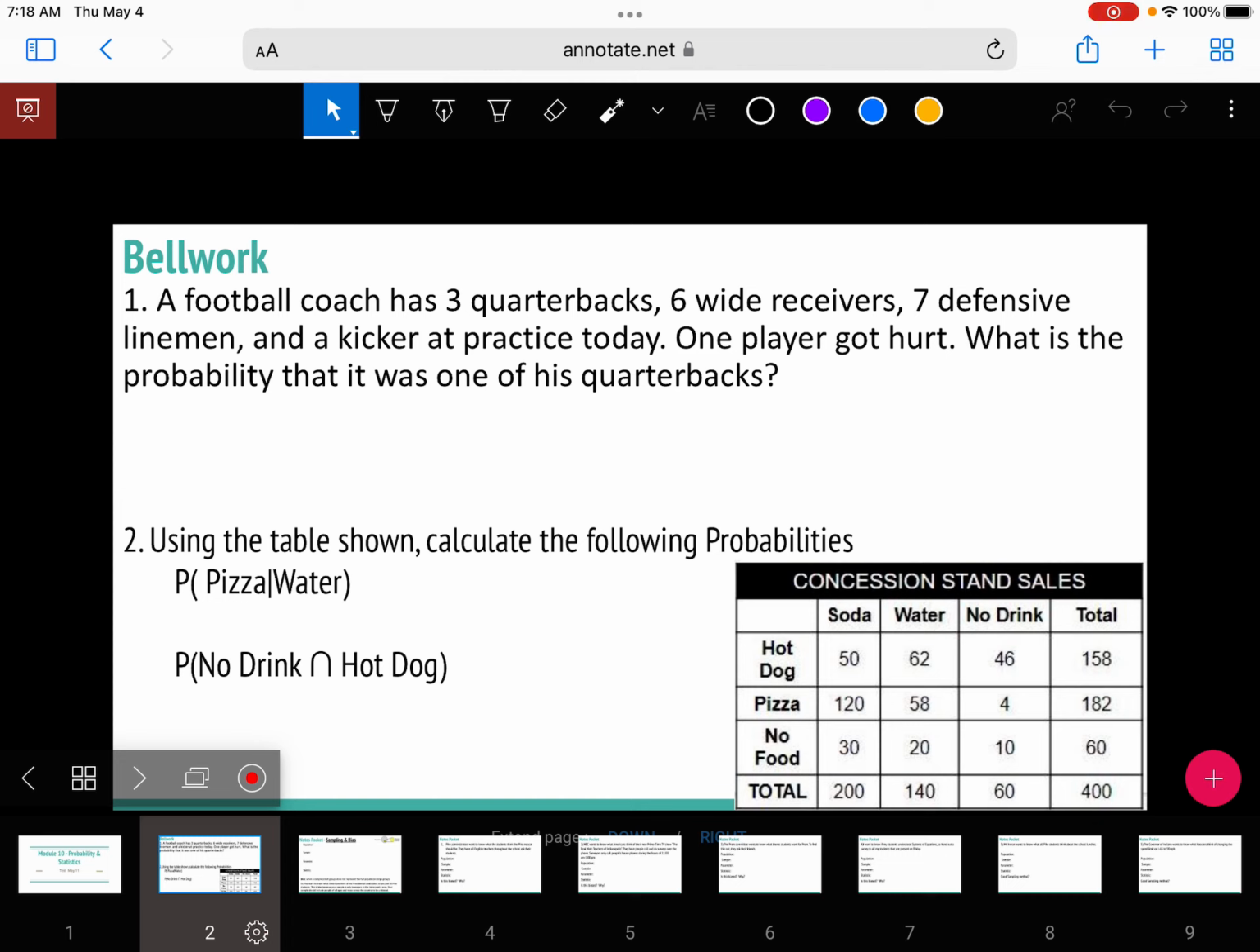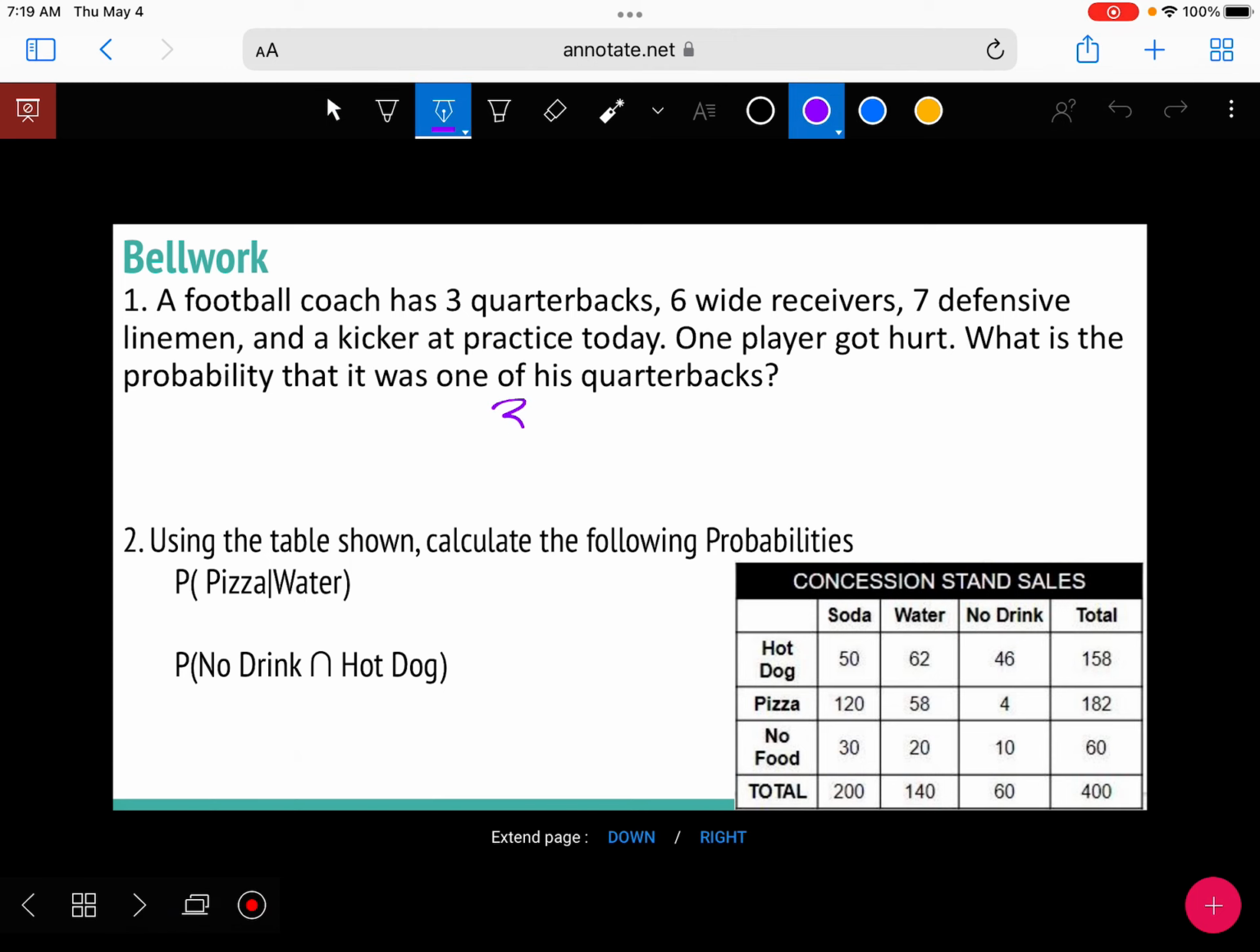All right, so here we got a football coach at practice. He's got 3 quarterbacks, 6 wide receivers, 7 defensive linemen, and a kicker that are at practice today. Assistant coach runs in and says, somebody got hurt. And he's going, what is the probability that it's one of my quarterbacks? 3 out of what? 17.